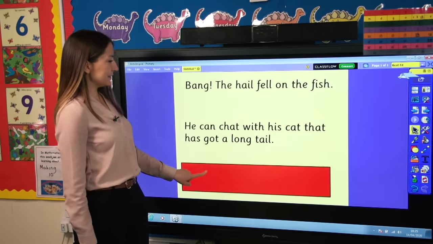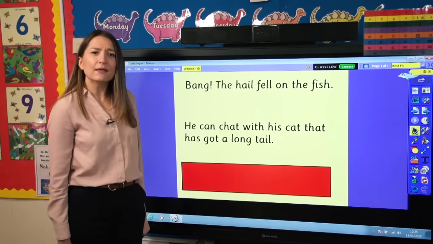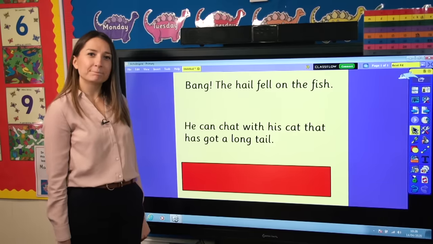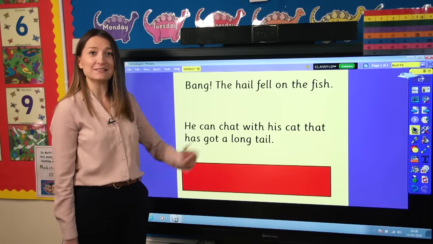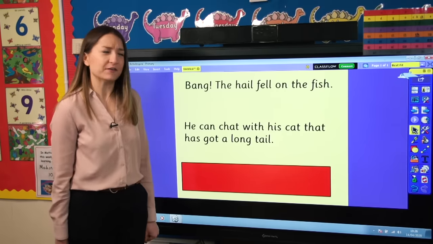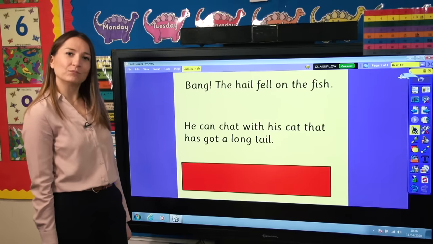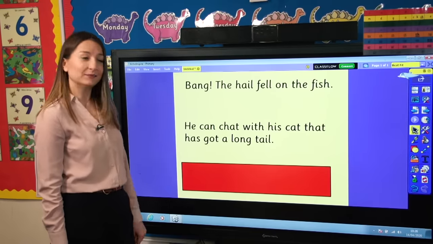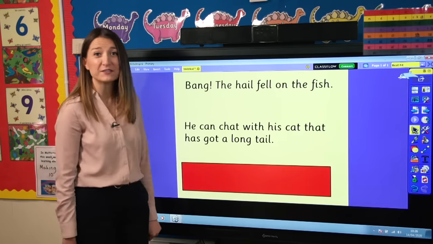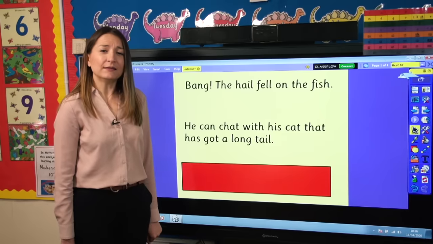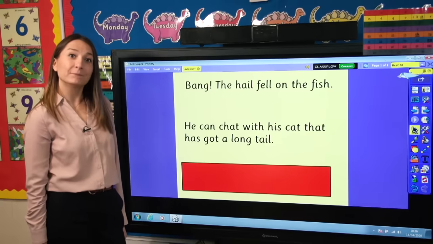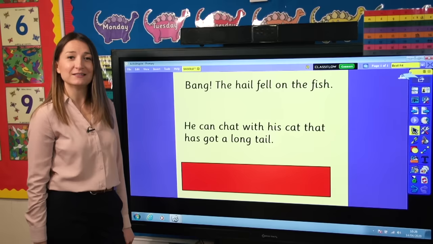Now let's look at this sentence. Can you see a word with our focus sound ai? Yes, tail has the digraph ai. The cat has a tail. Can you see any other words with digraphs? Yes, chat, with, that, and long all have digraphs. Can you see the tricky word we learnt to read today? Yes, he is our tricky word.